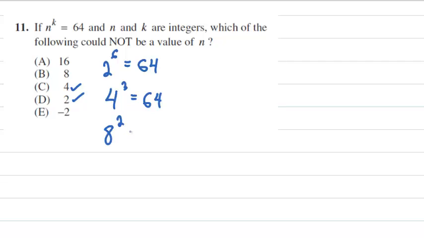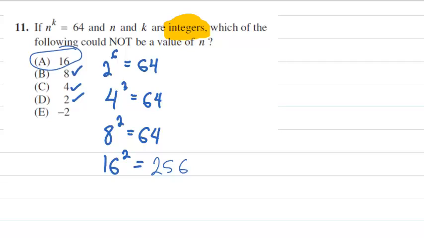8 to the 2nd power is 64. So 8 could possibly be a choice. 16 to the smallest possible power we can think of, integer power, which would be 2. Keep in mind that they said that our numbers are integers. Whenever you see the word integer on the SAT, that's totally important. 16 squared would be 256. So we can't get that one to come out to 64. So this is going to be the one that we can't choose.